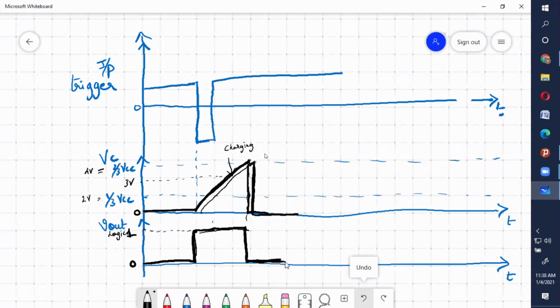What is this multivibrator called, students? On top I wrote it, the topic name. Monostable. Monostable means only one. When you apply one negative trigger, you will get only one pulse.